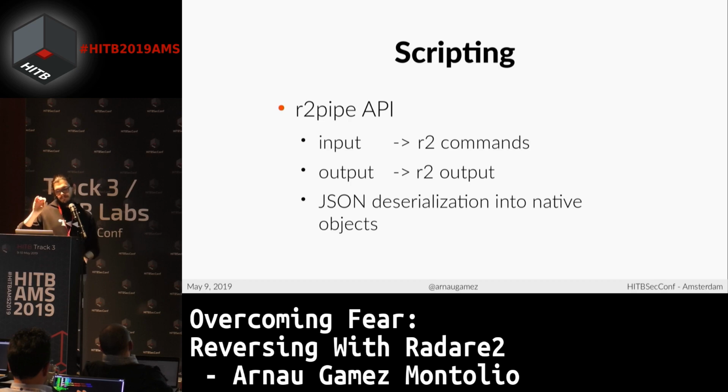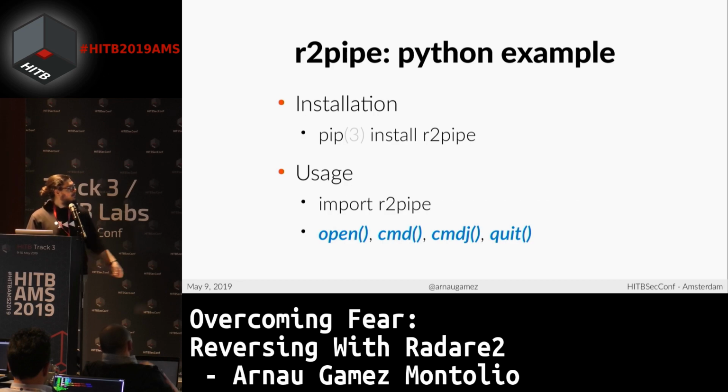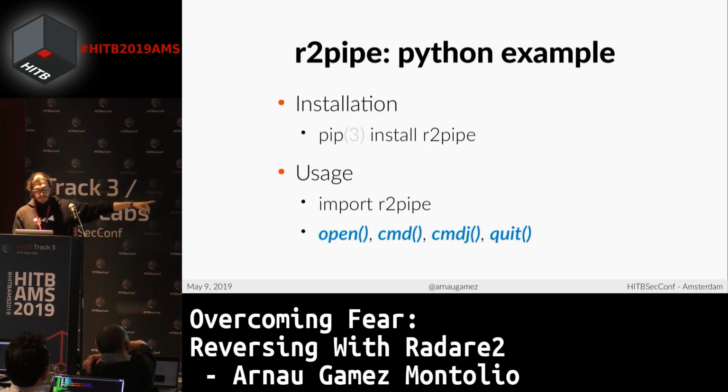Then there is a special command. You can input R2 commands, and we'll see here in the Python example, install with pip and use import r2pipe, and these are the 4 commands that we have. Only open, cmd, cmdj, and quit. The cmd is just inputting Radare2 commands and receiving the output, and the j is really cool because it performs native JSON deserialization.